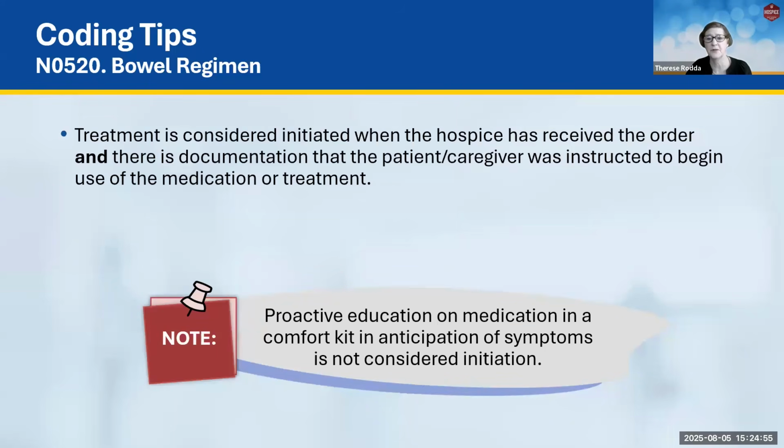Here is a coding tip for N0520 bowel regimen. The overarching guidance for N0520B has not changed from HIS to HOPE. When these items were brought over to HOPE, some revisions were made to streamline the guidance or improve clarity. Treatment is considered initiated when the hospice has received the order and there is documentation that the patient or caregiver was instructed to begin use of the medication or treatment.